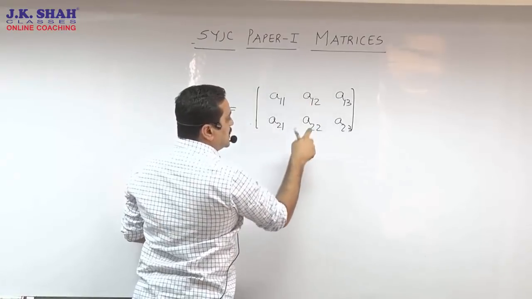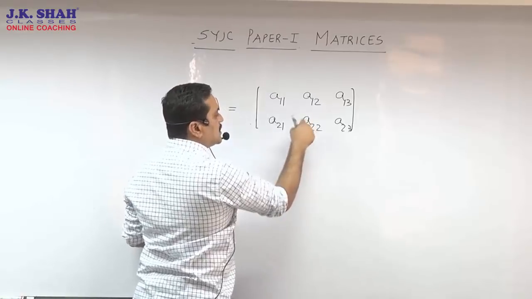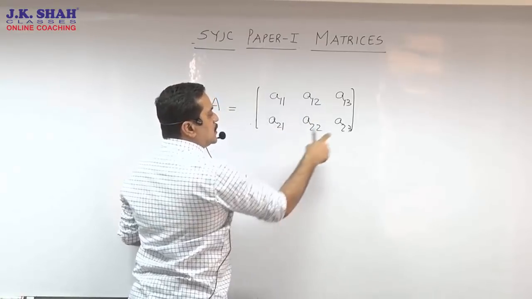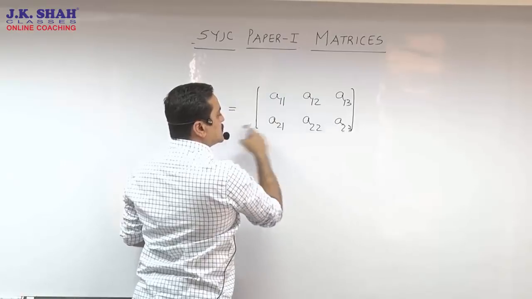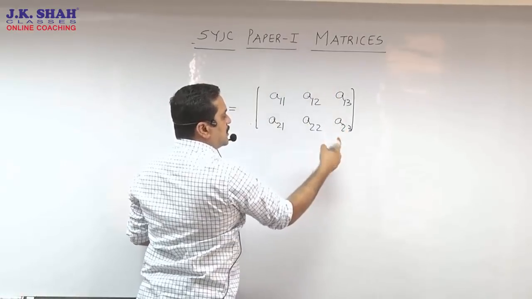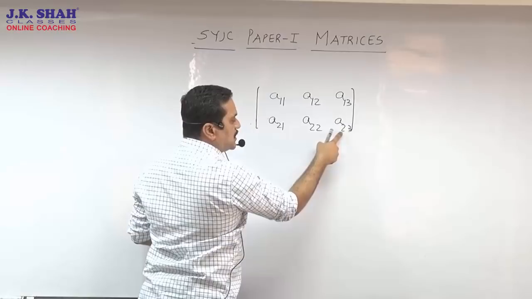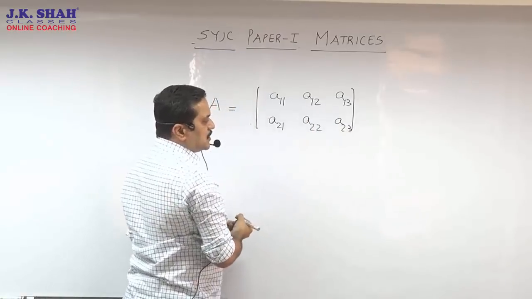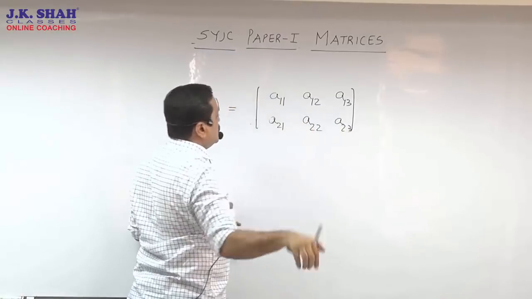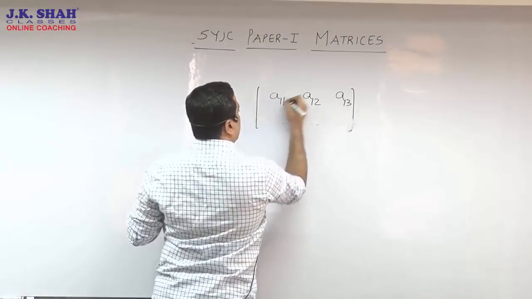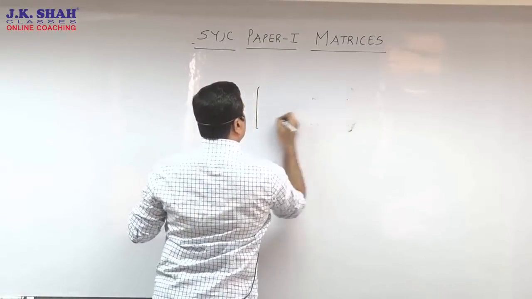I repeat, the number you see in the suffix is nothing but the address of the element. What does 2, 3 mean? It belongs to the second row and the third column. Again, the first number indicates the row number and the second number indicates the column number. Now we move to a different kind of matrix to check a few things once again.